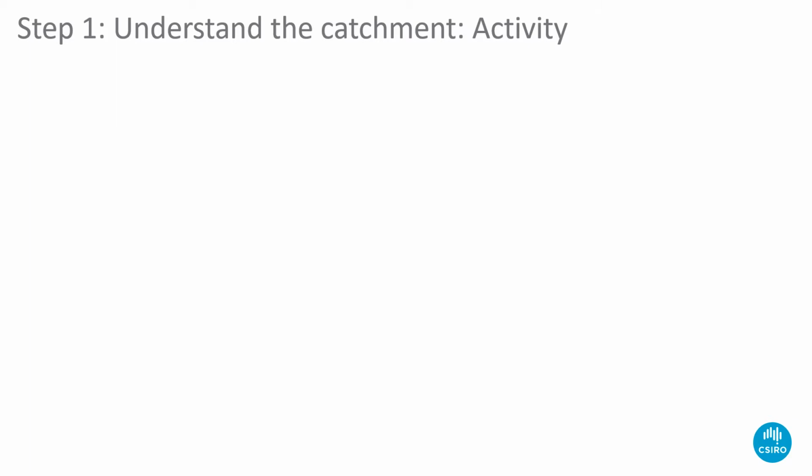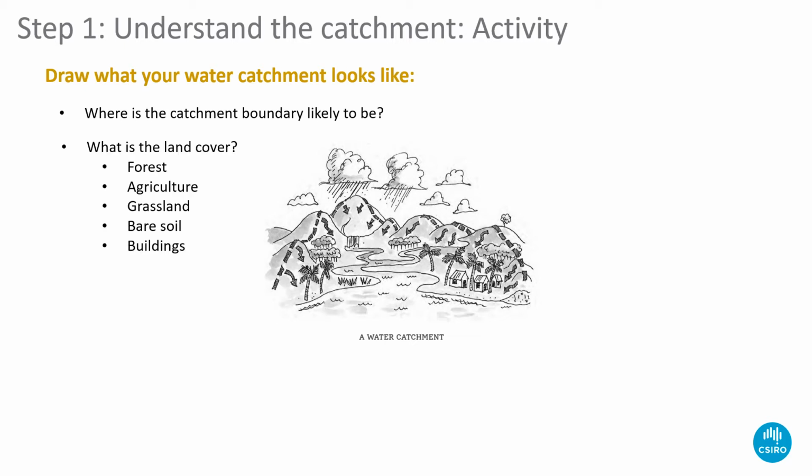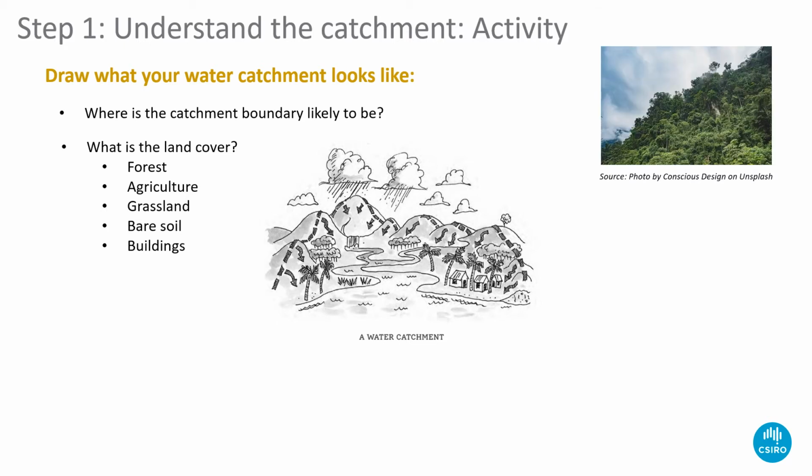In this activity, to understand the catchment, we would like you to think about what your water catchment looks like. Where is the catchment boundary likely to be? Can you visualize the ridge lines? What is the land cover? Is there forest, agriculture, grassland, bare soil, or buildings? Different types of land cover generate different amounts of runoff.